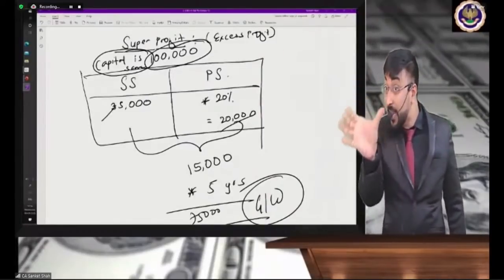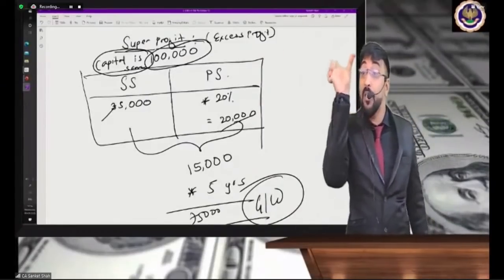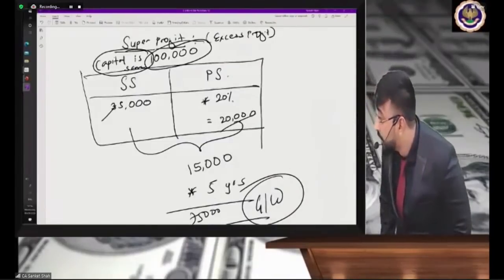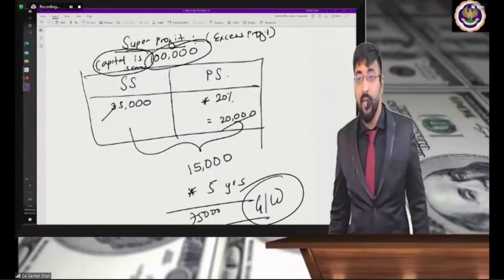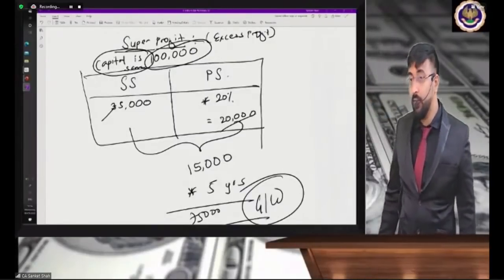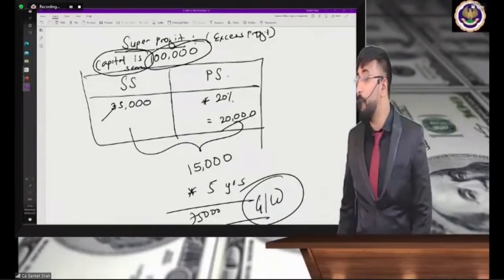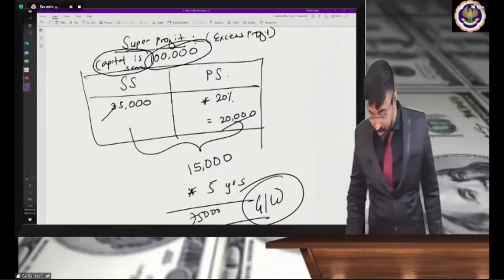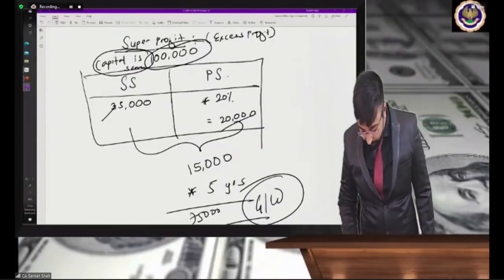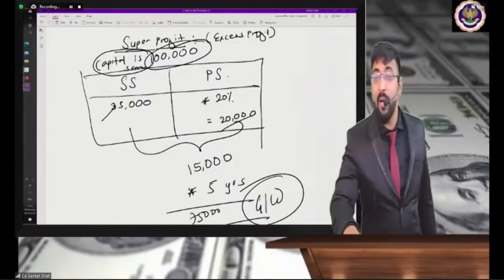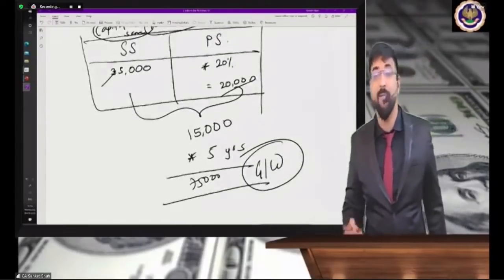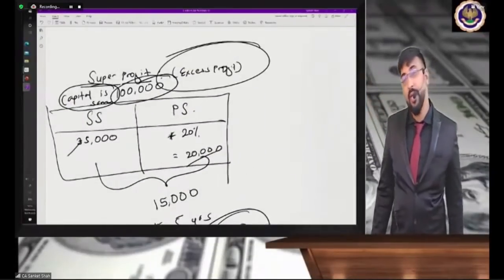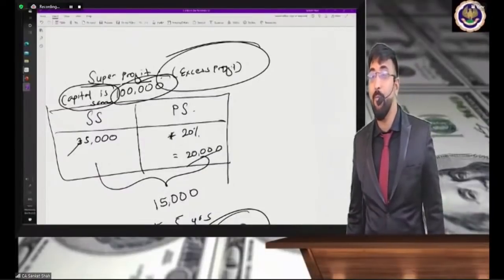Remember, the name itself suggests super profit: a difference between profits, but with the same capital. What is same? Capital is same. What is different? Profits. And that excess profit is multiplied by the number of years of purchase, and you will get 75,000 as goodwill. So super profit is a concept which is excess profit.